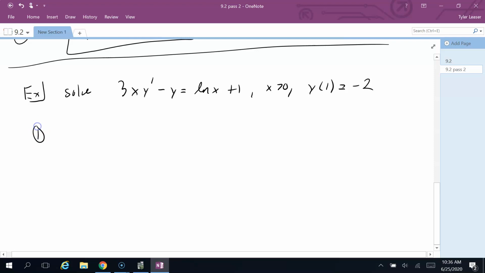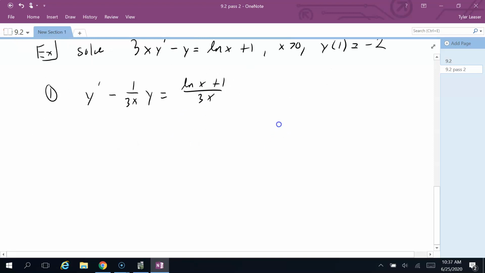First things first, this is not in standard form, and we have to make it be in standard form. We're going to do that by dividing everything by 3x. So we get the y prime, that derivative, by itself. When I divide 3x onto the y, I'm going to rewrite that as 1 over 3x times the y. On the right-hand side, there's not really too much I can do there. I'll just leave this as natural log x plus 1 over the 3x. Okay, now it's in standard form, where the p of x is this negative 1 over 3x, and then the q of x is all this stuff on the right-hand side.